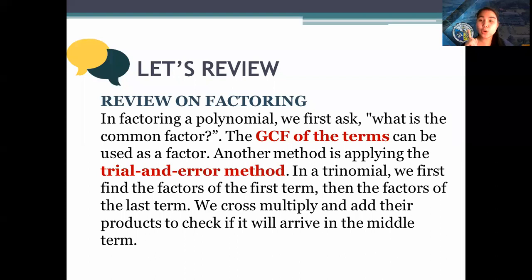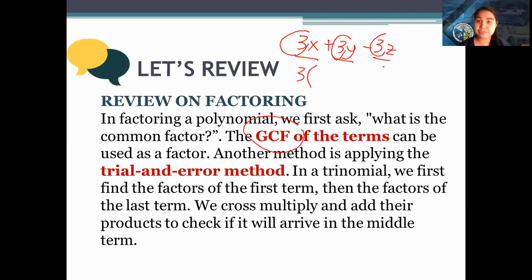First method is we can look for the GCF, or we call it the greatest common factor. Now, what's the GCF of the three terms? For example, if we have 3x plus 3y minus 3z, what is common in each of the terms? Each has a 3. So 3 will be the GCF.